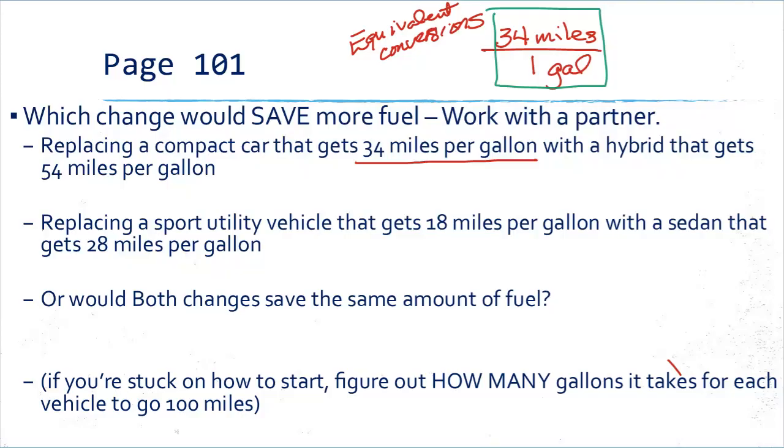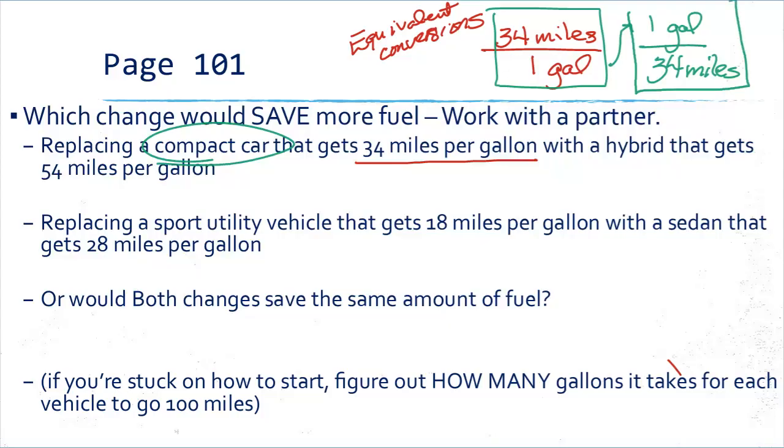I could also switch it up and put the 1 gallon on the top. So I could say for 1 gallon of gasoline, my compact car should be able to go 34 miles. It's important to know that you can switch the 2 of these, because if you need to multiply by some other amount, you want to make sure you are canceling out the same words.